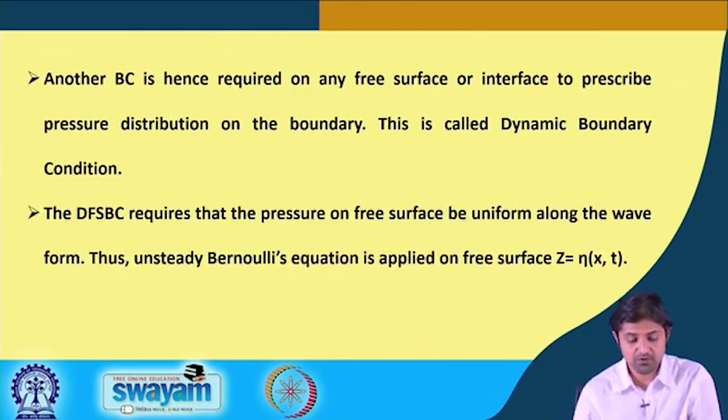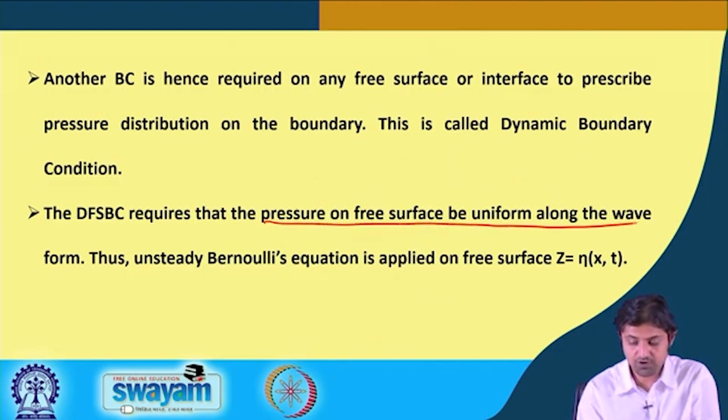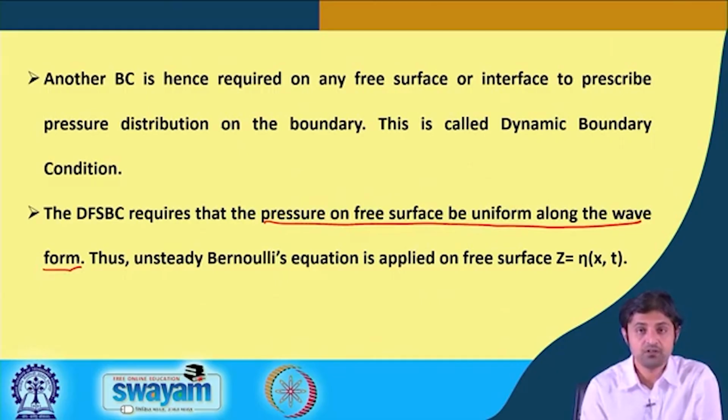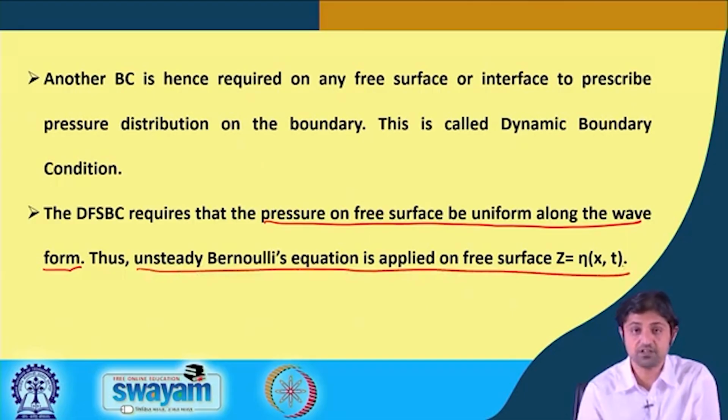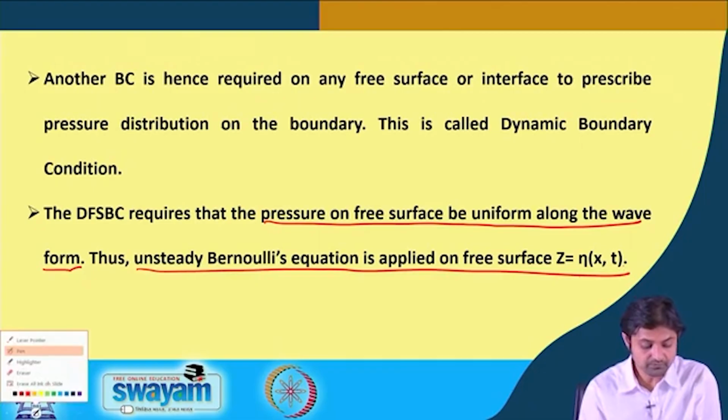The requirement of the dynamic free surface boundary condition is that pressure on the free surface be uniform along the waveform. So, along that free surface distortion or wave as we call it, the requirement is that the pressure on the free surface should be uniform along the waveform, and to derive that we use unsteady Bernoulli's equation on the free surface.